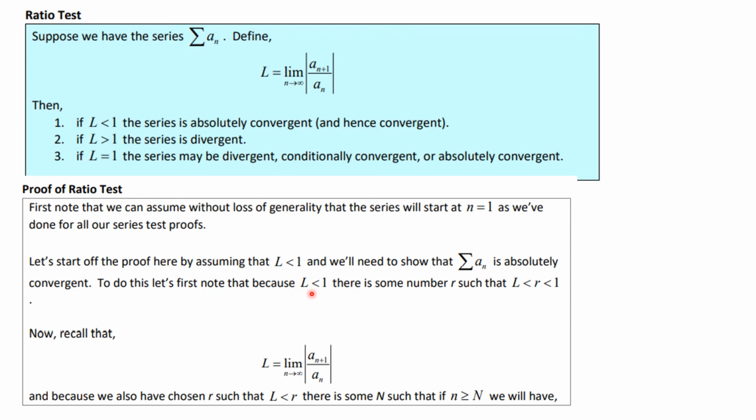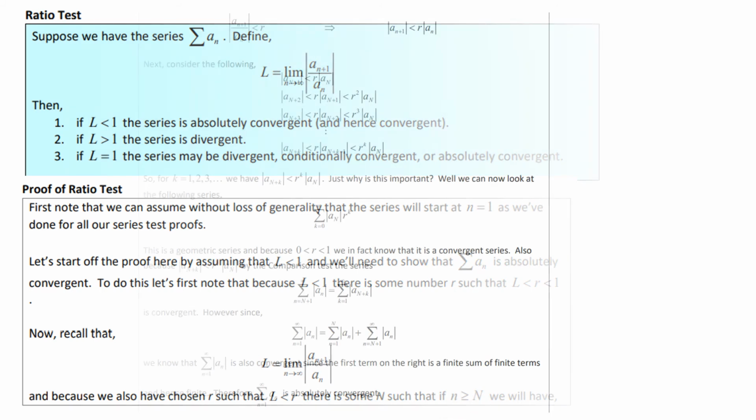Well, note, because L is less than 1, there's some number r such that r is between L and 1, and so we're going to pick some number r that does that. Since L is equal to this limit, we've chosen r such that this is less than that, and so there's some n such that for every n greater than that, this ratio is less than r. And that implies that this term is less than r times the previous term.